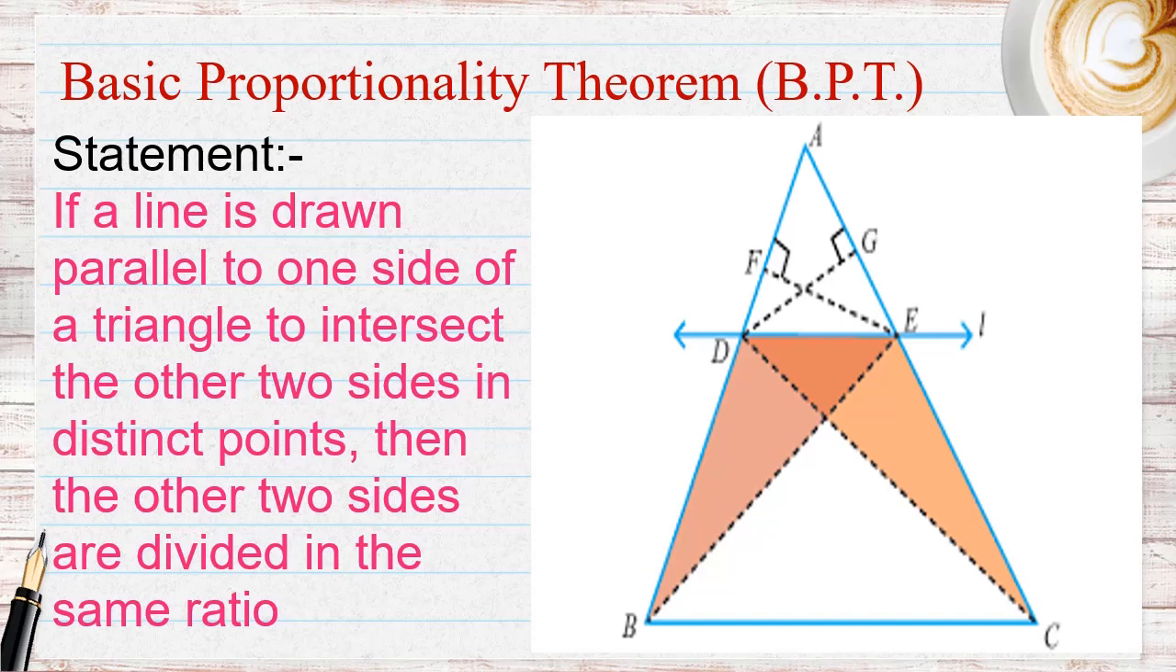Now, discussing the basic proportionality theorem, which is also known as Thales theorem, or in short BPT. Statement: if a line is drawn parallel to one side of a triangle to intersect the other two sides in distinct points, then the other two sides are divided in the same ratio.